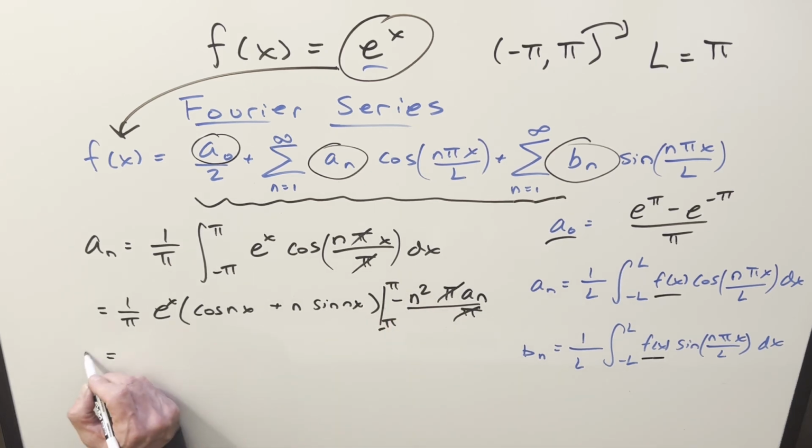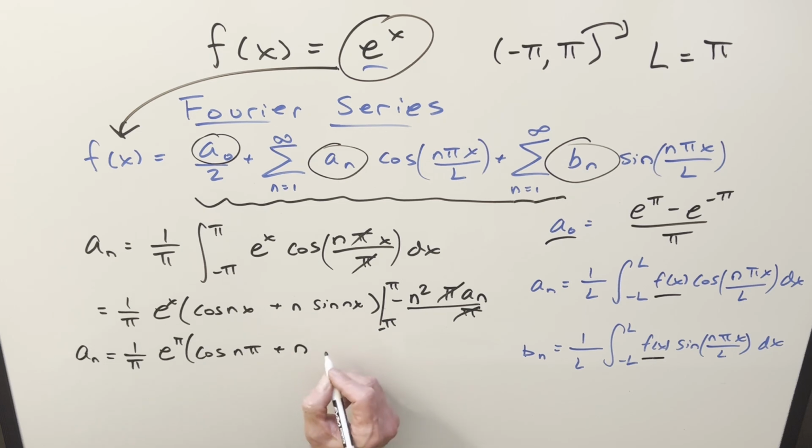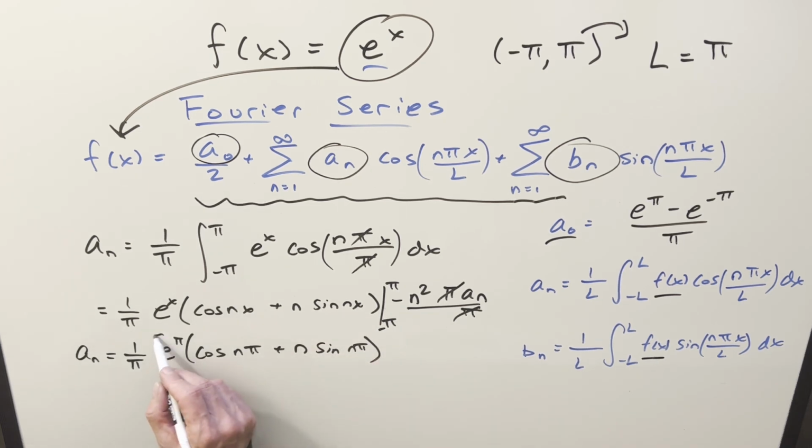When we do that, this is all going to be equal to a sub n. We're going to have 1 over pi. Plug in pi, we have e^pi cosine n pi. Let's just leave that for now. Cosine n pi plus n sine n pi. And then let's kind of bracket it. Then the next part, minus.